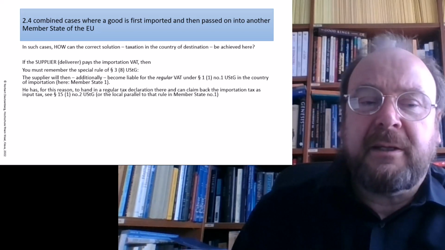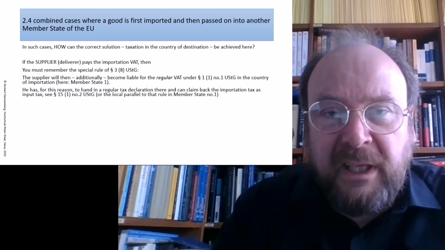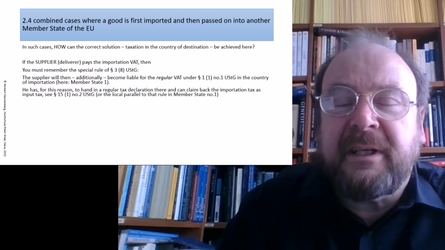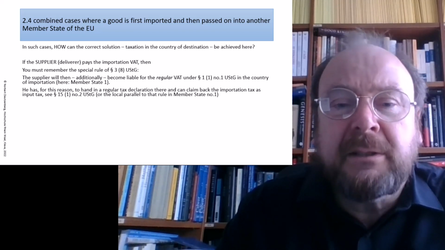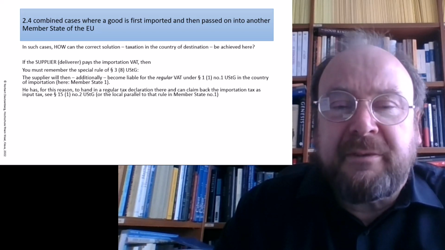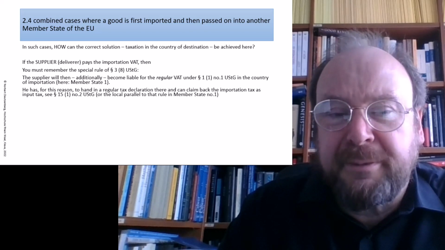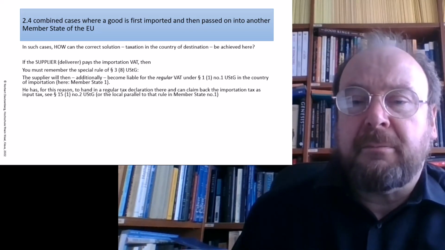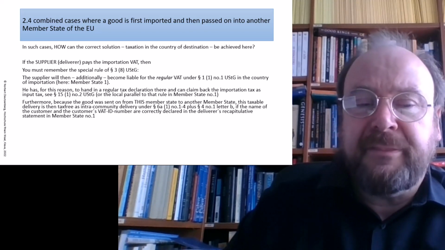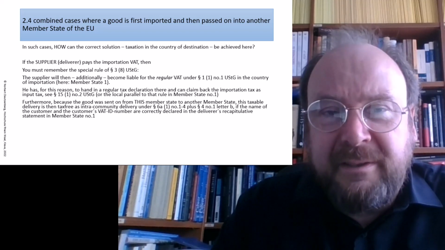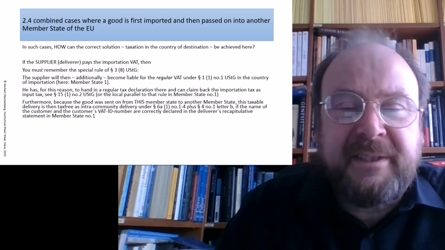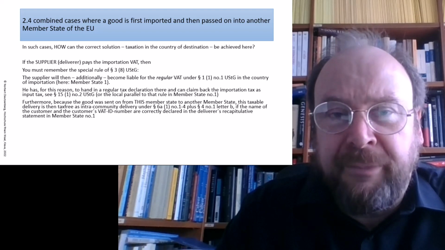Then in that tax declaration, naturally, our deliverer can first claim back the importation tax as an input tax, which he paid for his enterprise purposes. Okay, now the delivery itself becomes taxable there in number one.